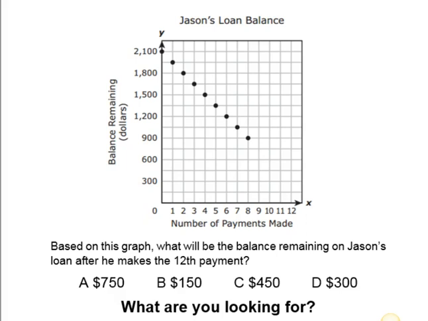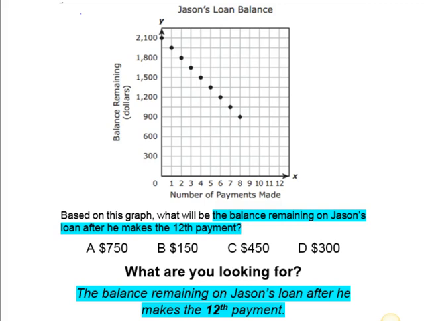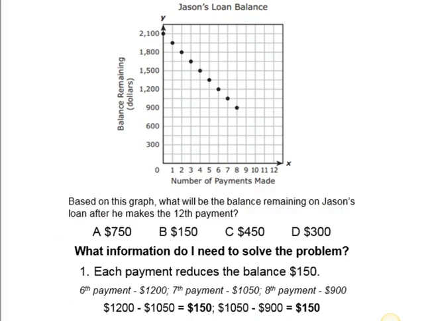What are we looking for? We are looking for the balance remaining on Jason's loan after he makes the 12th payment. What information do I need to solve the problem?